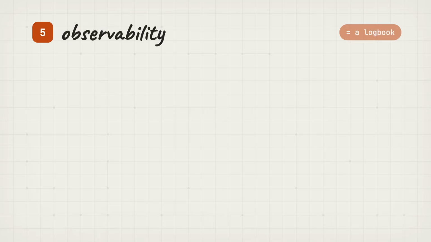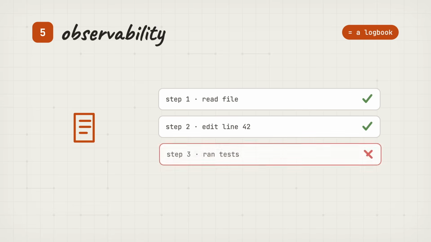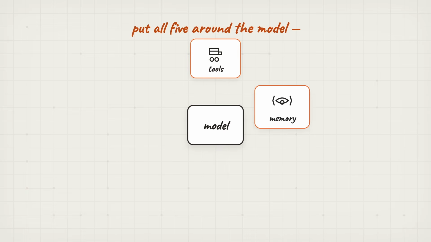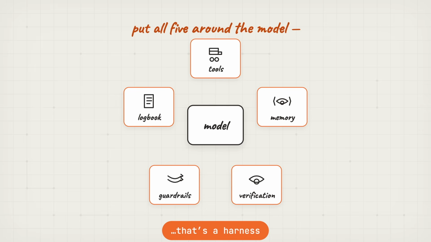And the fifth one is observability. You can think of this one as a small logbook of the whole journey. So, if something goes wrong somewhere, you can go back and look at exactly what the model did at each step. So, just keep these five in your mind: tools, memory, verification, guardrails, and a logbook. Put all of these around a model, and there you go. You have got yourself a harness.